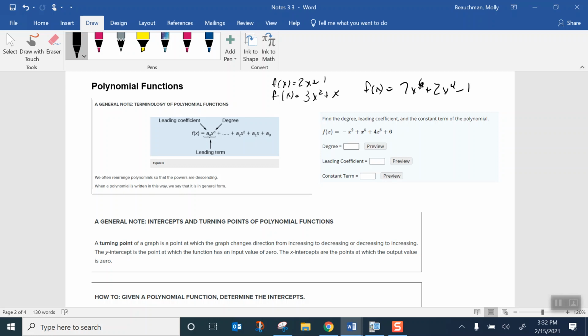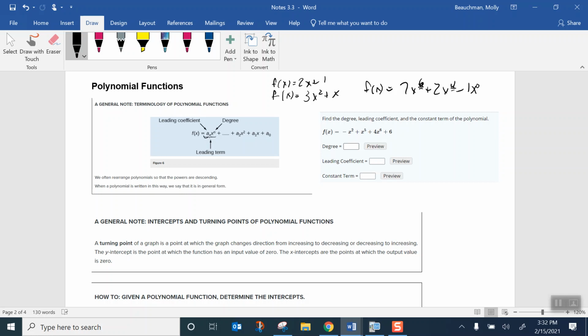Your powers on x have to be positive whole numbers, or 0. If you think of a constant, that's x to the 0. So a polynomial strings together terms where x to the power has to be a positive number. No fractions, no decimals, no negatives. And we usually write polynomials in descending order. That means you write your highest power first and then descending.